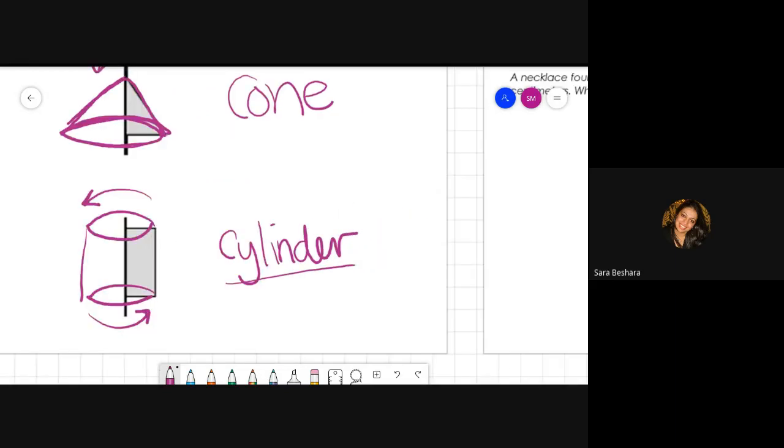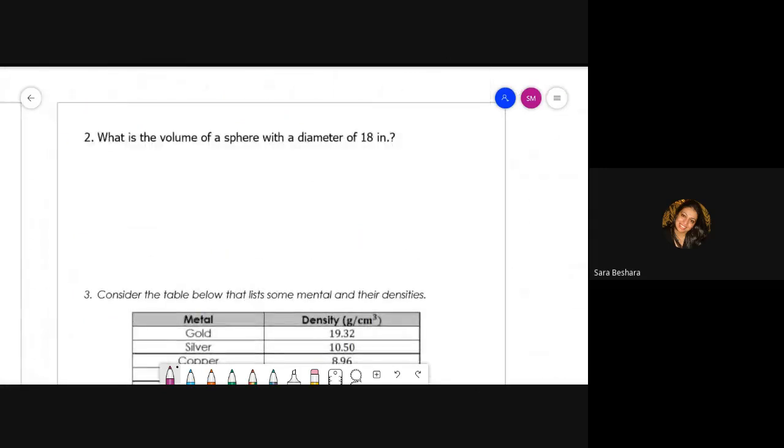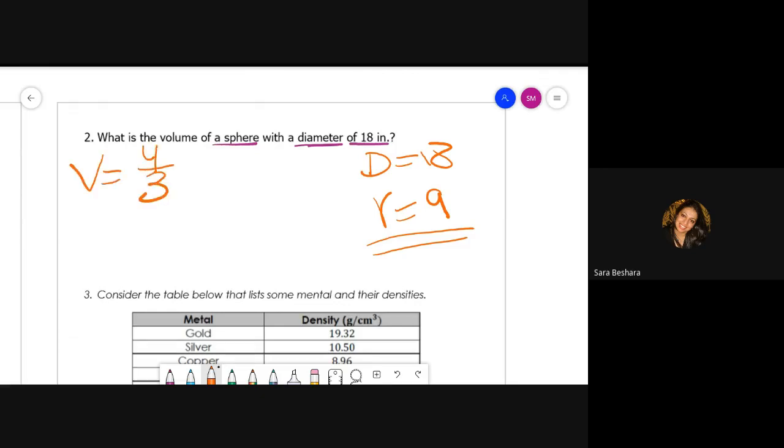The next question, which is number 2, says, what is the volume of a sphere that has a diameter of 18 inches? As I was grading the homework for this particular topic, I have seen that many of you forget that if the diameter is 18 inches, then the radius is 18 divided by 2, which is 9. You have to find the radius because the volume of a sphere is 4/3 pi r cubed. It is in r, it's not in diameter. So you have to find r first.